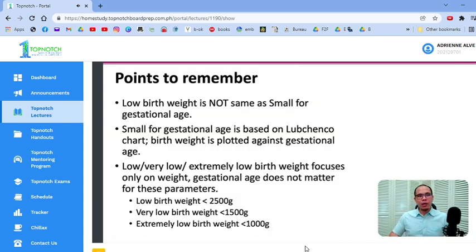Low birth weight is not, okay, the same as small for gestational age. When we say small for gestational age, we're talking about the gestational age, the weight plotted in your Lubchenco chart, okay? But when we talk about low birth weight, extremely low, very low, we're just talking about the weight. Wala tayong pakialam sa gestational age, okay?